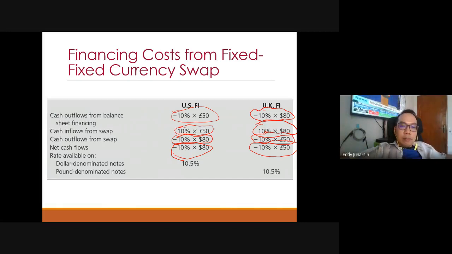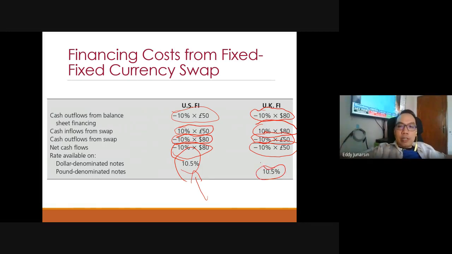Right? And let's say the story tells us that if the US financial institution wants to borrow the fixed rate liability in US dollar, if they do it by themselves, they will have to pay 10.5%. So there's a saving here. They end up paying 10%. But if they do it by themselves, they will have to pay 10.5%.